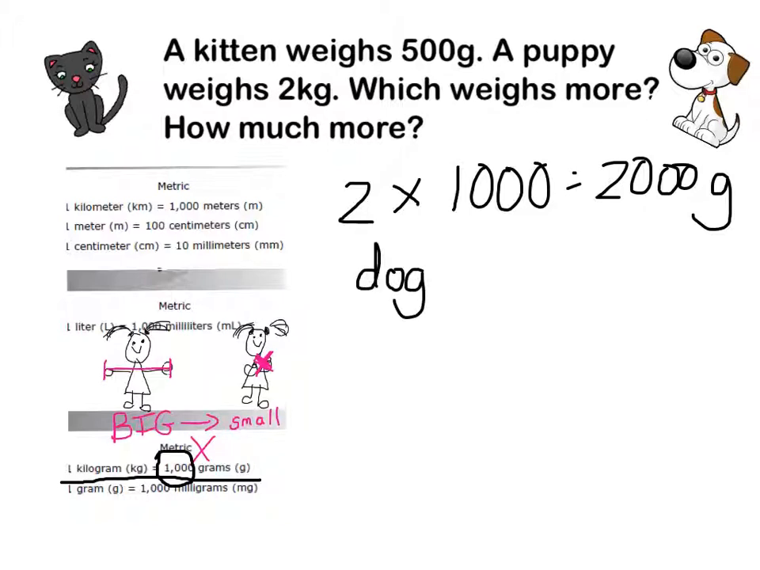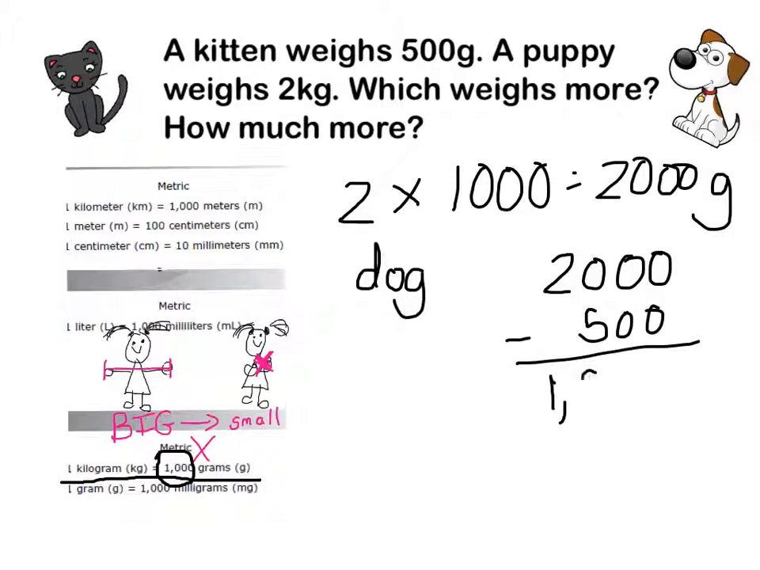Looks like the dog in this question is going to be the one who weighs the most. Now remember, in this one I have 2 questions, so I'm going to need 2 answers. So how much more? If we're comparing, we know that that operation is going to be subtraction. So we will just take your 2,000 minus the 500, and we get 1,500 grams. So the dog weighs 1,500 grams more than the cat.